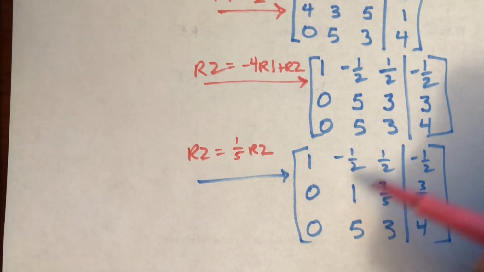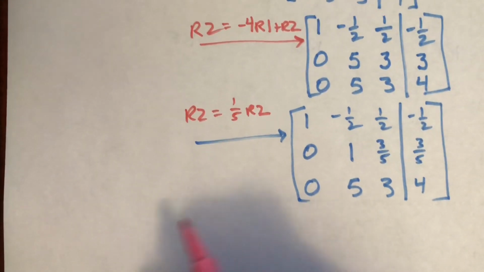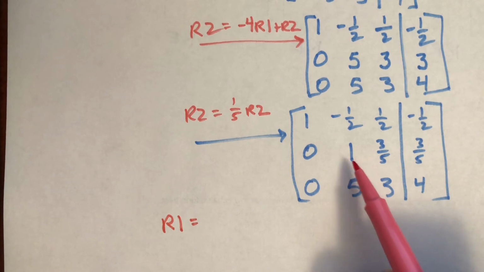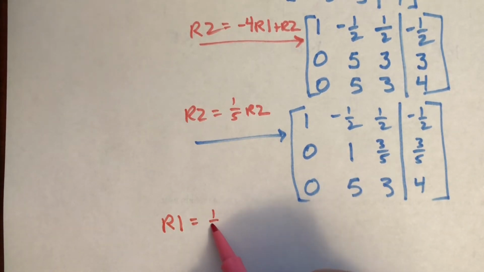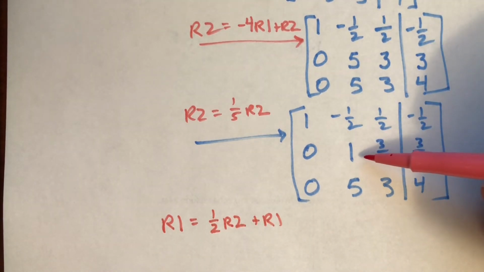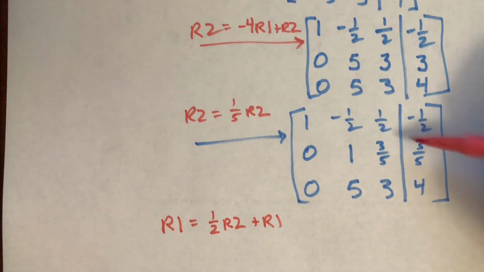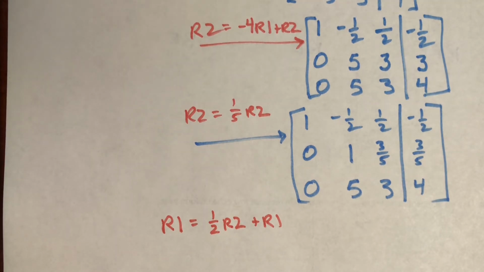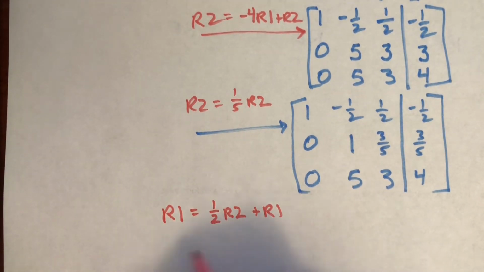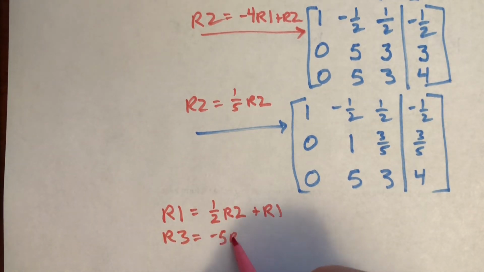I'm going to replace row 1 with positive 1/2 row 2 plus row 1. So I'm going to take 1/2 times row 2, add it to row 1, and this is going to eliminate that term right there. This is going to kind of be a mess for us, but I think we're going to be okay. And we also wanted to get rid of this 5 here, didn't we? So we'll replace row 3 with negative 5 times row 2 plus row 3.